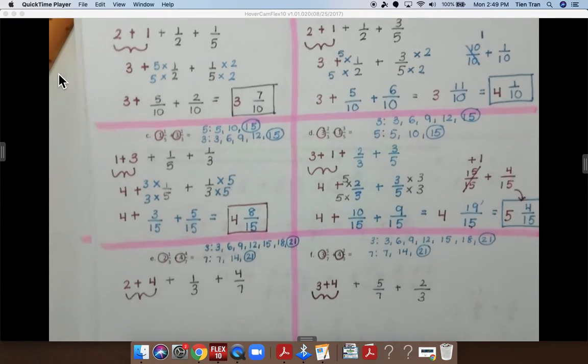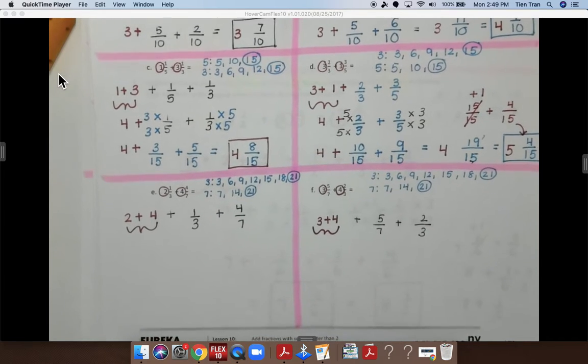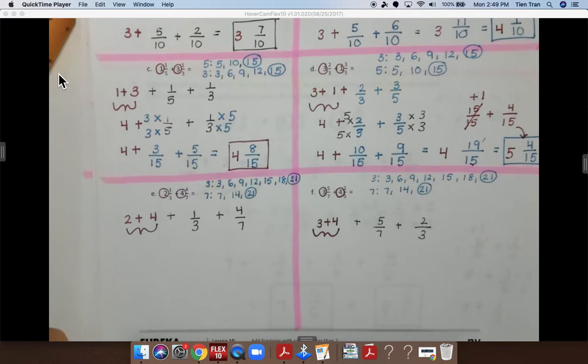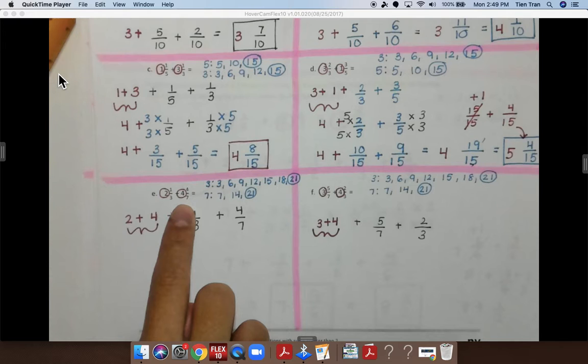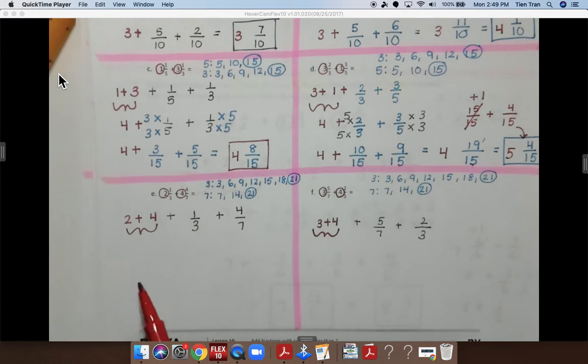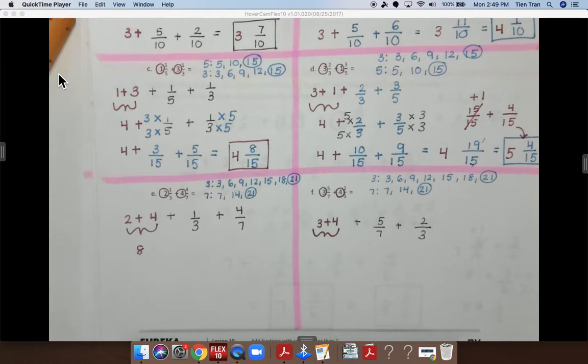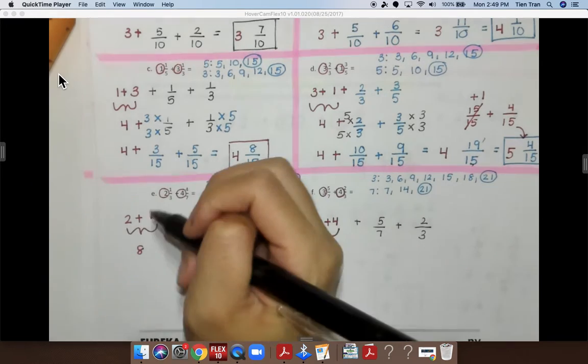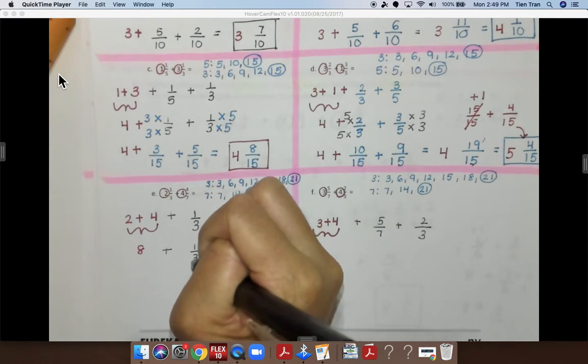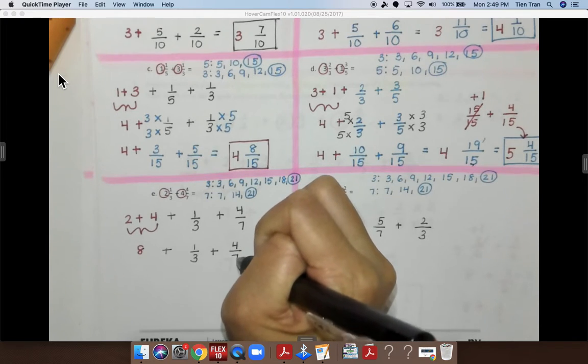Moving this up. Now for problem E, I have 2 1/3 plus 4 4/7. First thing I'm going to do is add my whole numbers together. I have 2 plus 4. 2 plus 4 is equal to 8. Okay, and then I'm going to add 1/3 plus 4/7.